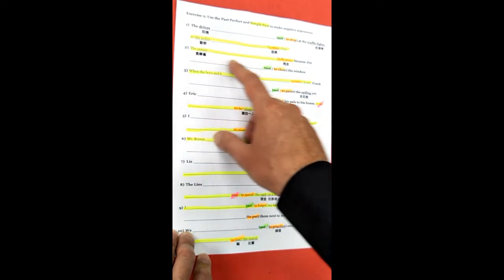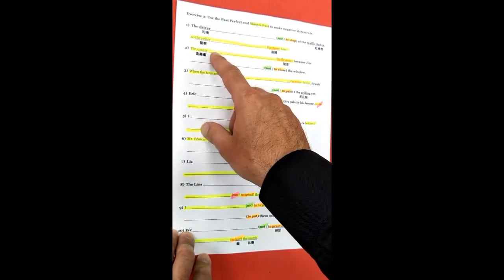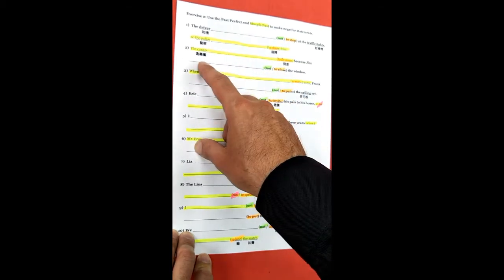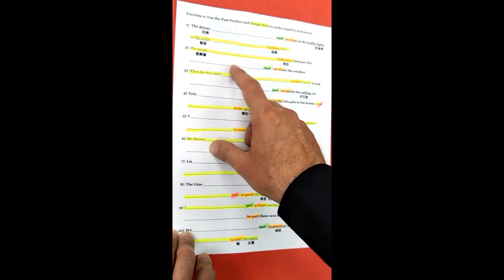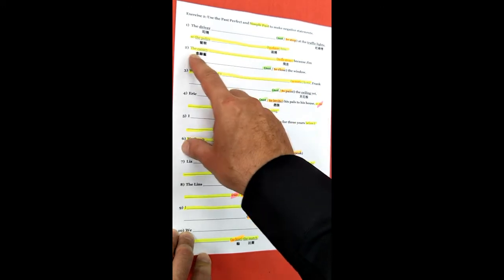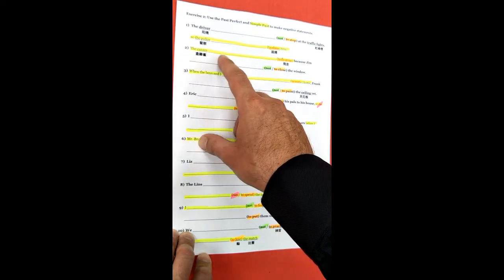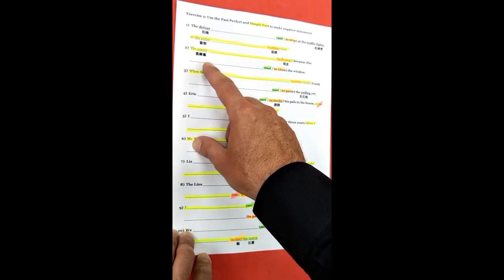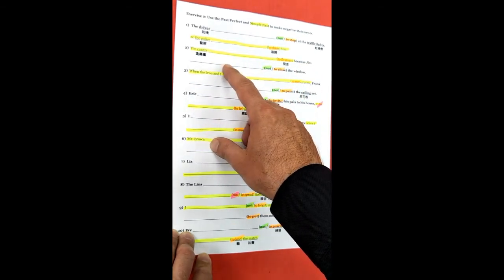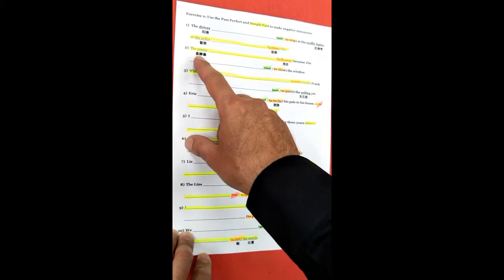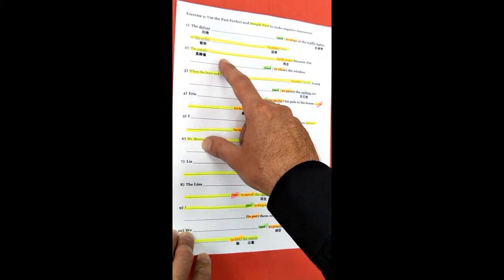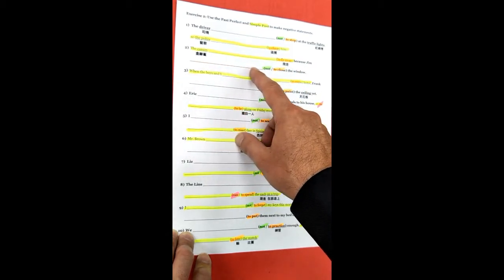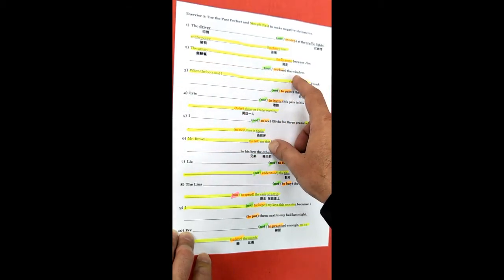Number 2, to fly away. Fly, flew, flown. To close. Close, closed, closed. The canary flew away because Jim hadn't closed the window.